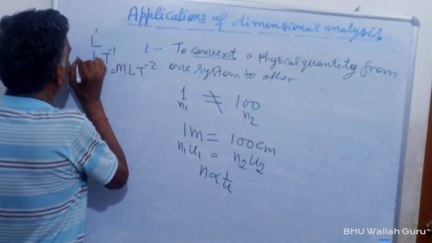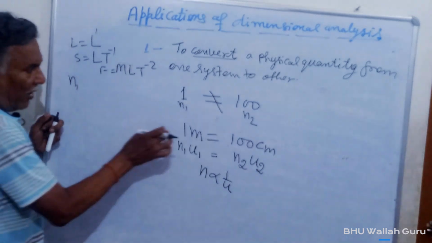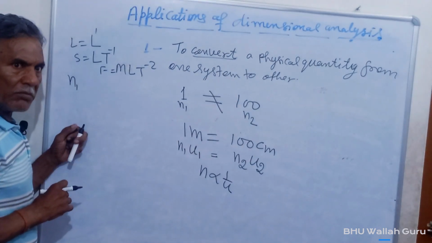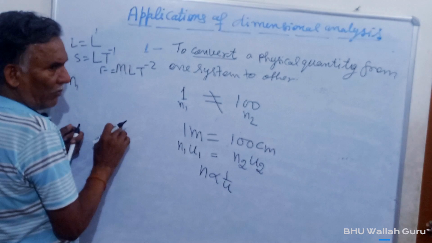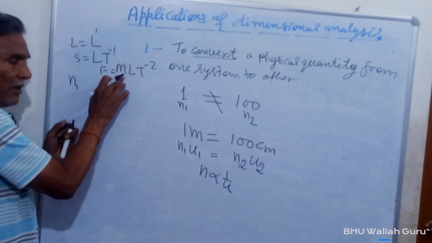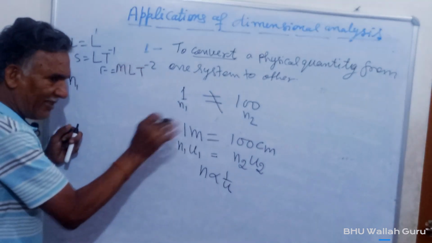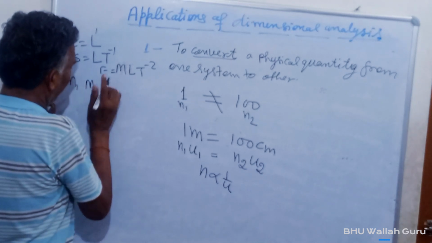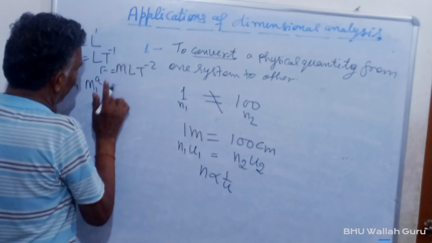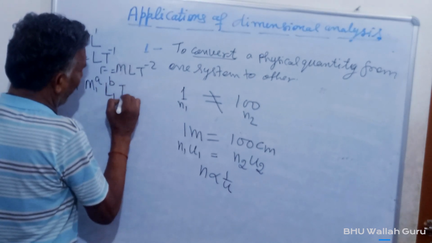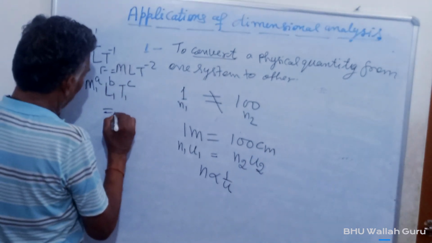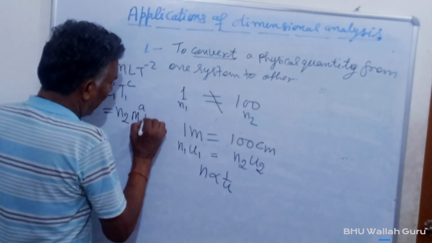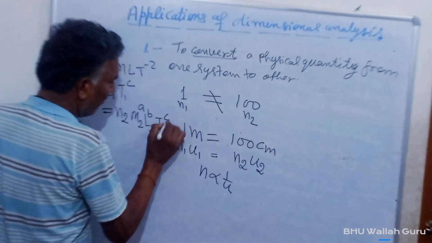It is R, it is S, it is the length. So this U1 may be a quantity having a single term, two terms, or more than two terms, and the power is decided. The power on mass, length, and time is decided. So in general, we have to put m1 power a, L1 power b, and T1 power c is equal to n2 m2 power a, L2 power b, T2 power c.